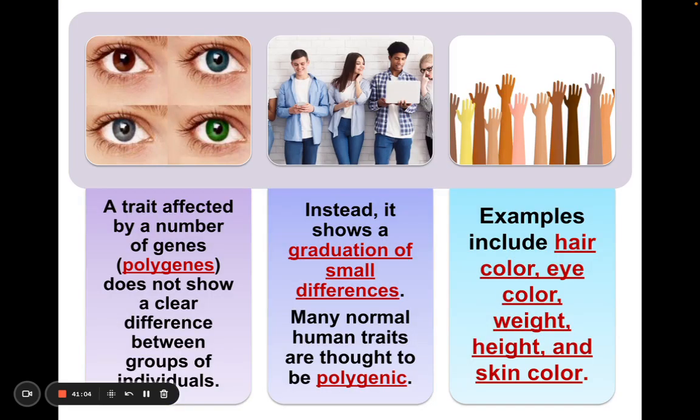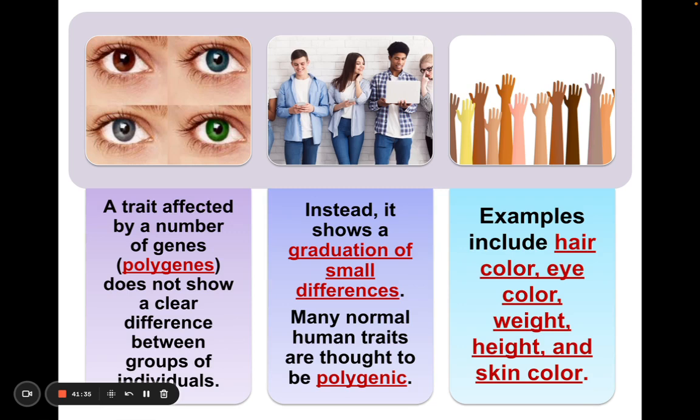So a polygenic trait is a trait affected by a number of genes. Okay, and it doesn't necessarily show a clear difference between each individual. So like I said, you're going to see a spectrum of color. Skin color is like this. That's why we see a spectrum of light and dark skin colors, because it really has to do with the protein melanin and how much of it you have.